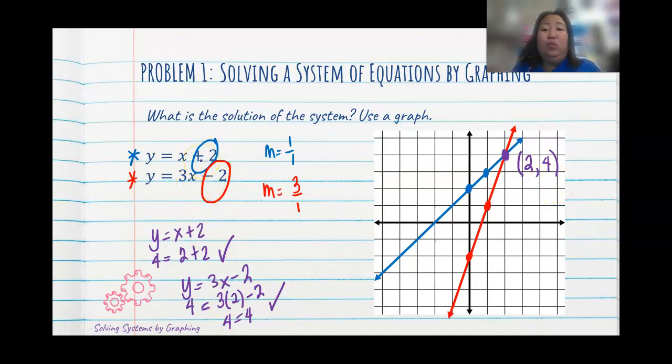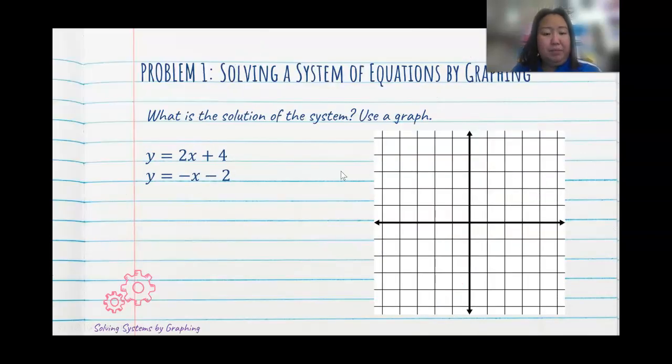So that is how we solve systems of equations by graphing. We graph the two lines and look for the point of intersection. Okay? So let's have our next example. This is now our next system. We have y equals 2x plus 4 and y equals negative x minus 2. Graph the two lines and find the point of intersection. Go ahead.